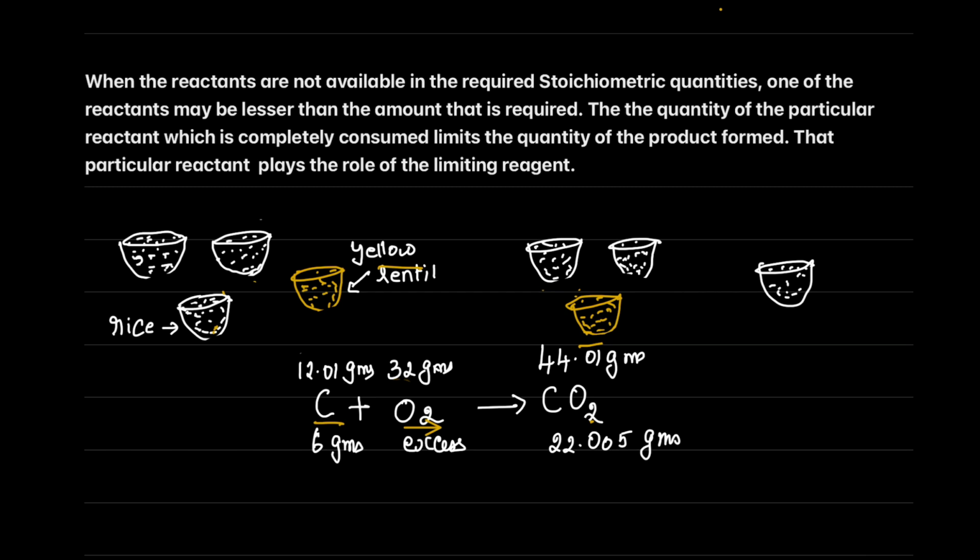We have seen in the last video that by applying stoichiometry, one can understand how much of reactants are required to get the required amount of the products. But sometimes the reactants may not be available as per the stoichiometric quantities. Let us take one simple example.